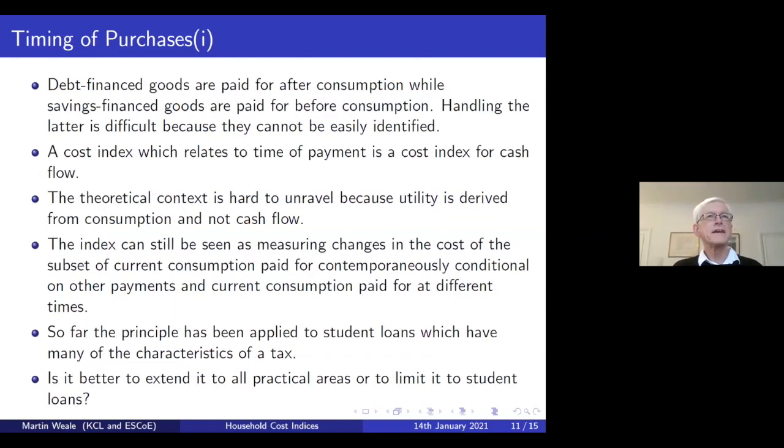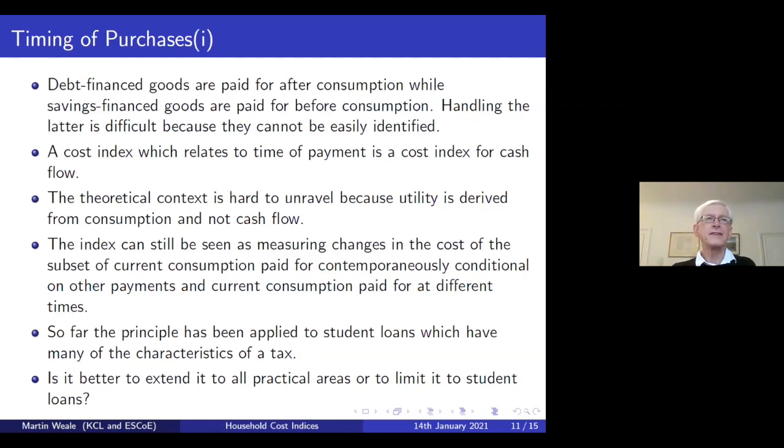What about the timing of purchases? Well, essentially, the household cost indices are constructed, at least in principle, on a cash flow basis. People, the suggestion is, have a sense of having to find the money that goes out of their bank accounts or out of their pockets, and that is a cash flow concept. If you buy goods on debt, you pay for them after you have done the consumption. If, on the other hand, you save up to buy goods, you're saving up for things before you consume them.